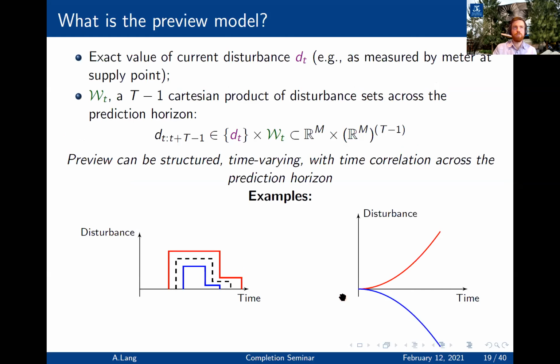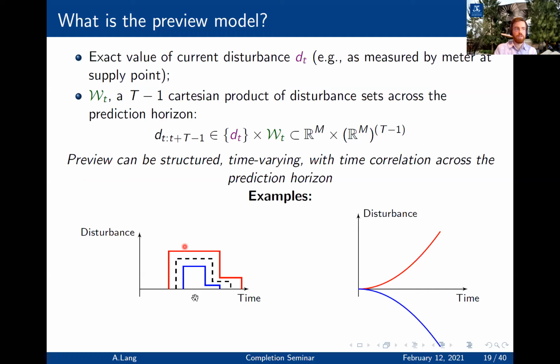So what is the preview model that we're going to look at here? Well, the preview model is going to consist of the exact value of the current disturbance dt, which is measured, for example, by the meter at the supply point, together with this set WT that is going to be a Cartesian product of disturbance sets across the prediction horizon. So this allows the preview to be structured, time varying, with time correlation across the prediction horizon.